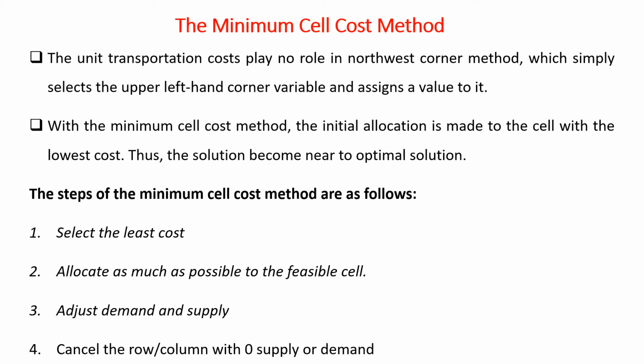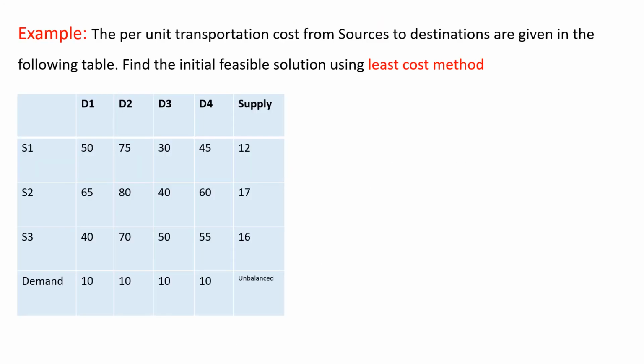By the way, the steps are the same as those of the northwest corner method, except in the first step we have to select the least cost cell. After that, the second step is to allocate as much as possible to the selected cell, and third step, adjust demand and supply. Fourth step, cancel the row or column with zero supply or demand. Let's proceed to the example.